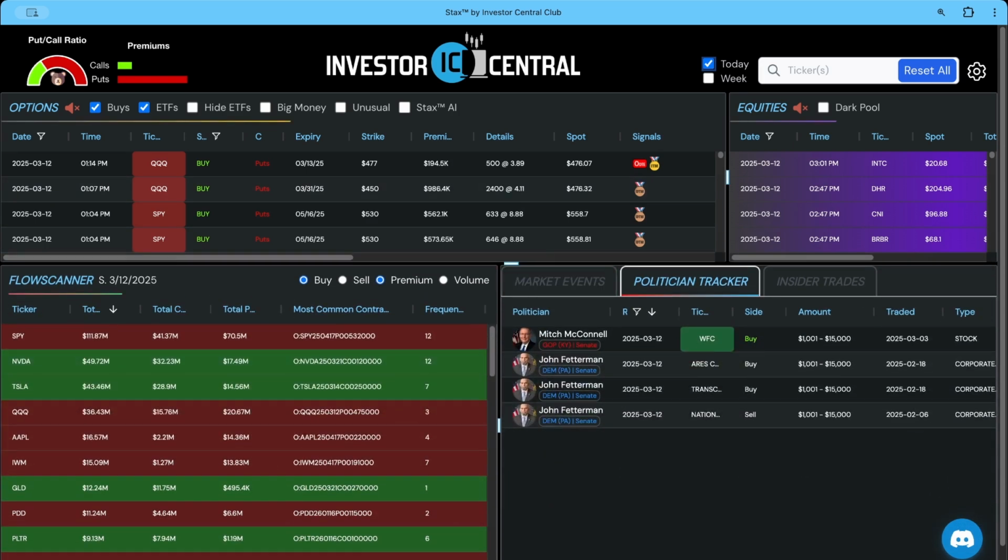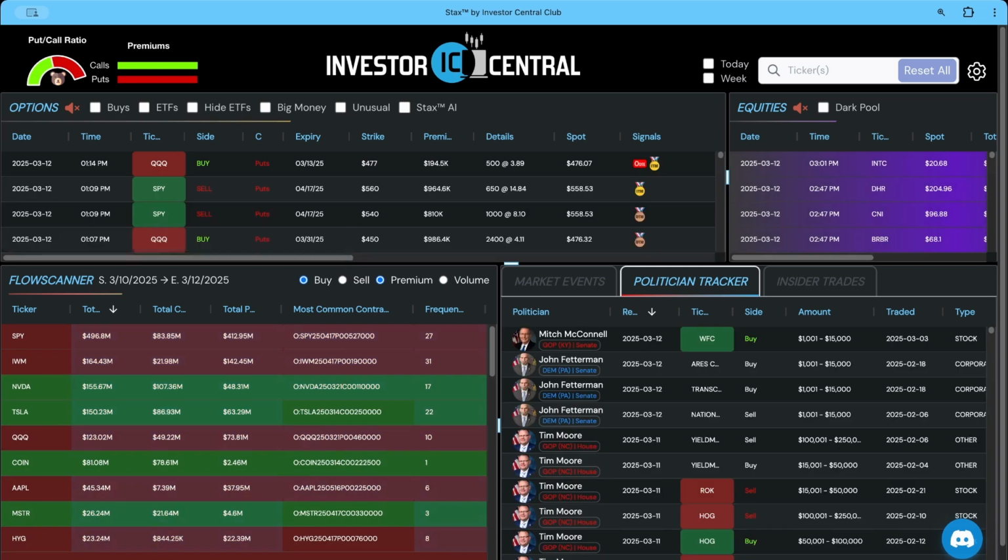In addition, keep in mind the flow scanner down here is active, and when you reset it, is active for just the week that we are in. So from Monday the 10th until today, Wednesday the 12th, we can see that SPY has been quite bearish. We have had another bit of a drop in the indices where we see 400 plus million of puts to the $83 million of calls, giving us a total of $496 million spent. We can also get an idea of the most common contract that is purchased and the frequency of those contracts.